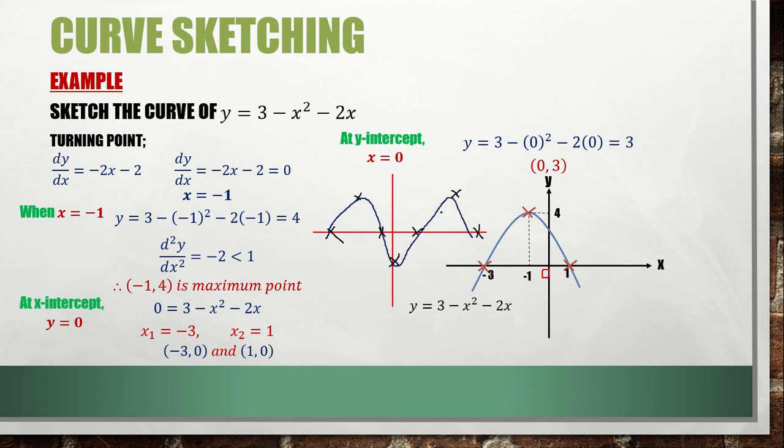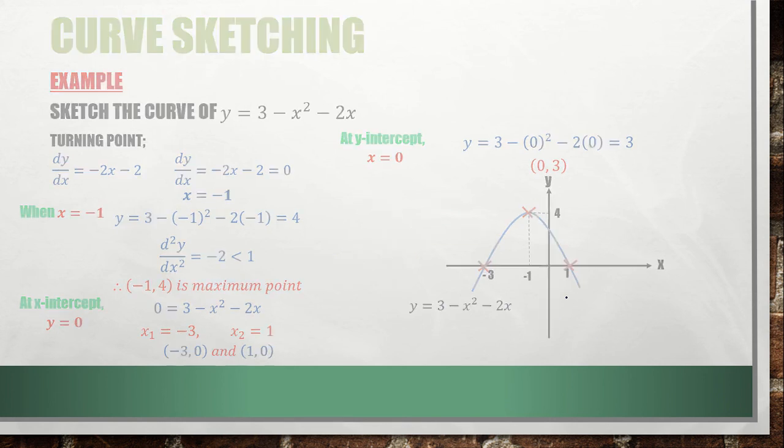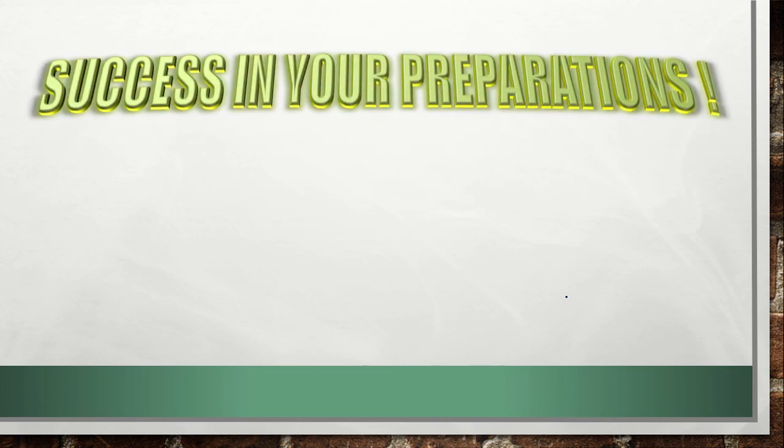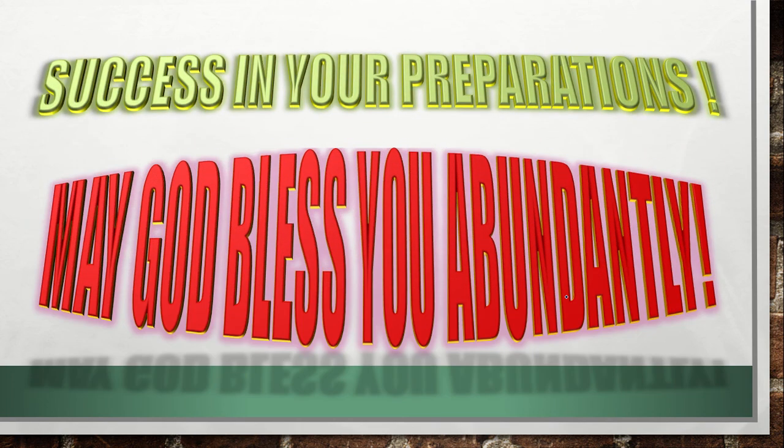So that is the way you shall be able to draw, and so on and so forth. Here I had 3 turning points. I've represented them that way, and you'll have to say which graph this is. For example, I can say this is x to the power n, whatever it is. So you have to label your graph. You have to state all the points and all the other things. Otherwise, success in your preparations, and may God bless you abundantly.